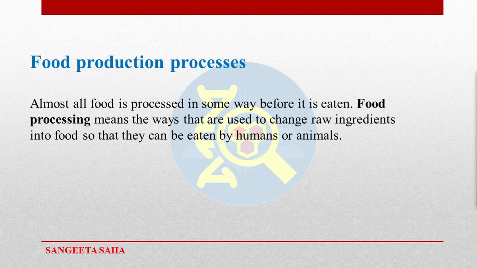So food processing means changing any kind of raw ingredients into food so that it can be eaten by humans or animals. And simply by cooking or combining a food with any other foodstuffs will create a recipe. And this is also considered a form of food processing. We are going to learn today the different examples of the food production processes.